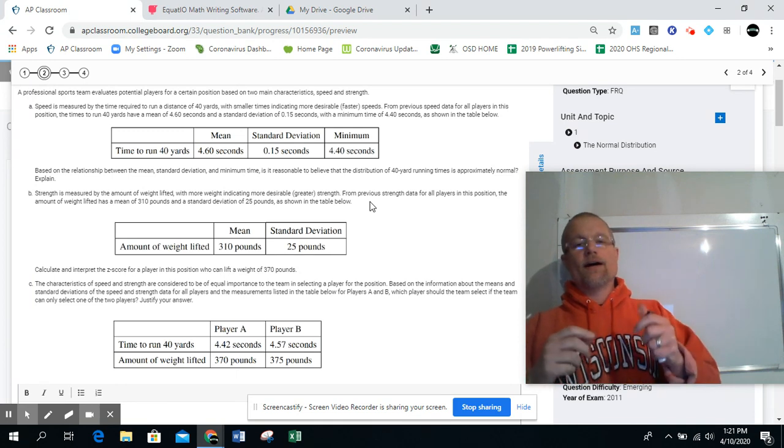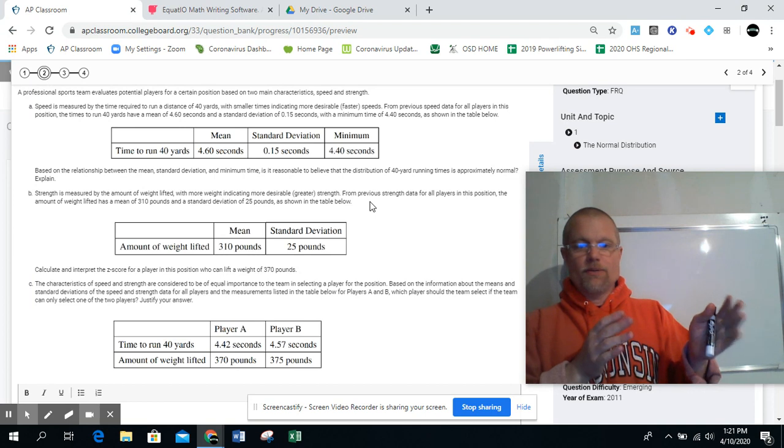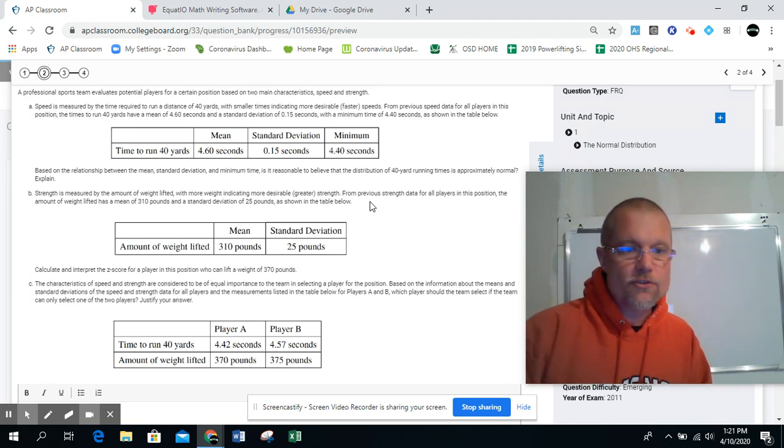That's why it allows us to compare position in the data set between 2 different data sets. Okay, so speed is measured based on the relationship between mean, standard deviation, and minimum time. Is it reasonable?